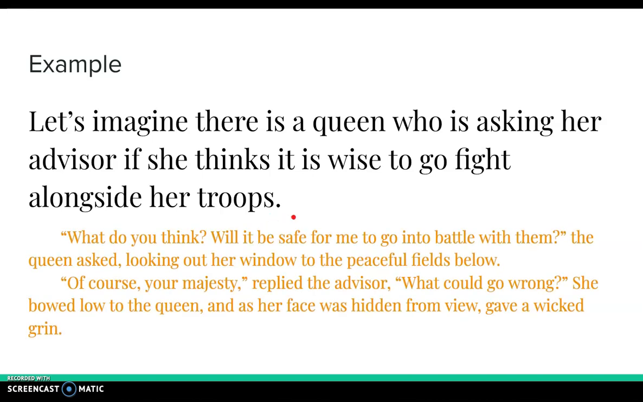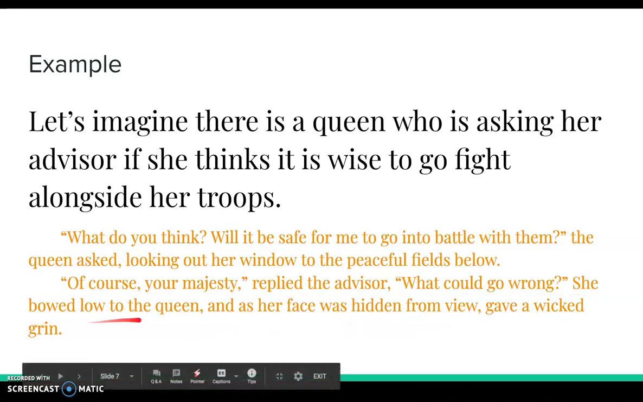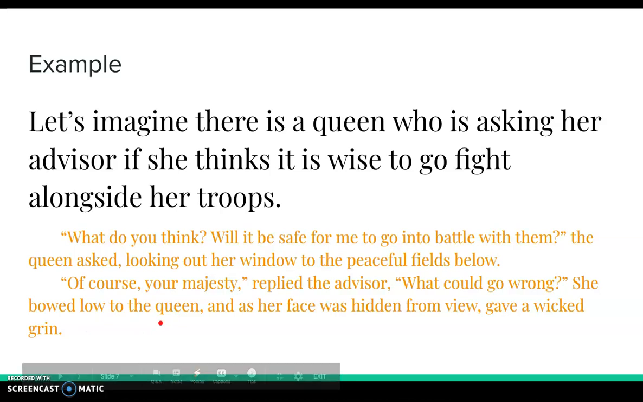The passage of this story might read, "What do you think? Will it be safe for me to go into battle with them?" the queen asked, looking out her window to the peaceful fields below. "Of course, your majesty," replied the advisor. "What could go wrong?" She bowed low to the queen, and as her face was hidden from view, gave a wicked grin. Okay, so we get to see this right here, gave a wicked grin. But the queen does not see that her advisor is doing that. So we can predict something is going to happen.